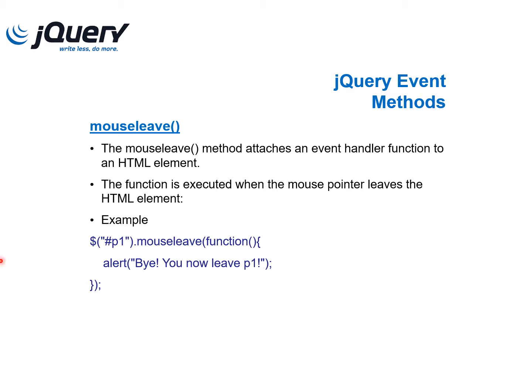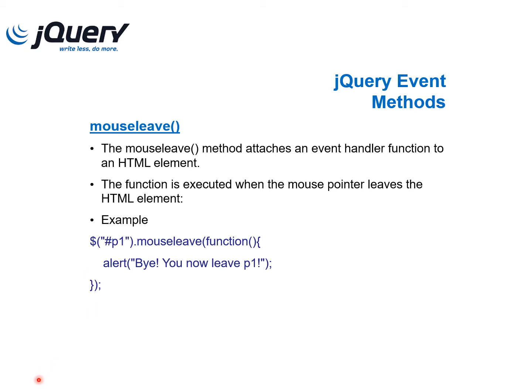The next method is mouseleave. The mouseleave method attaches an event handler function to an HTML element. The function is executed when the mouse pointer leaves the HTML element. So the mouseleave event means whenever the mouse enters a particular component, something should happen. If that mouse is moved away from that particular component, some other action should happen. That is specified using mouseleave.